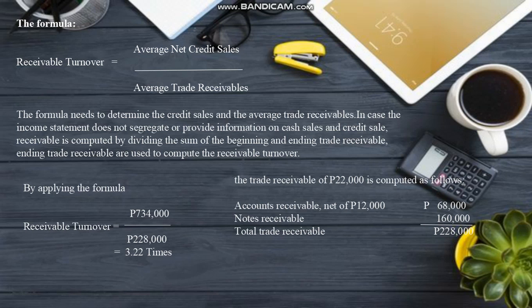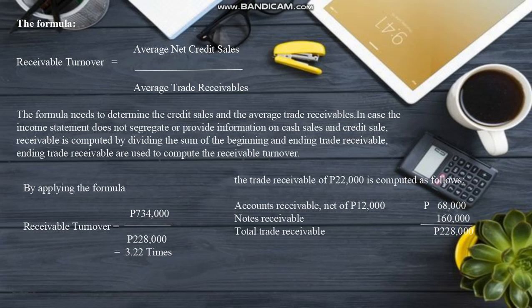So here is an example. Let us apply the formula. Let us compute the receivable turnover of Angel Trading, which has 734,000 pesos of average net credit sales, and their average trade receivables is 228,000 pesos. It is equal to 3.22 times.